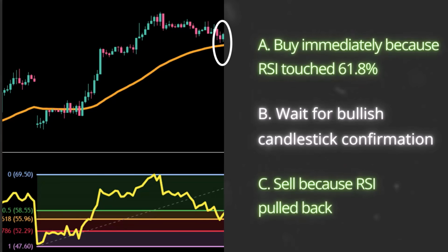A. Buy immediately because RSI touches 61.8%. B. Wait for bullish candlestick confirmation. C. Sell because RSI pulled back.